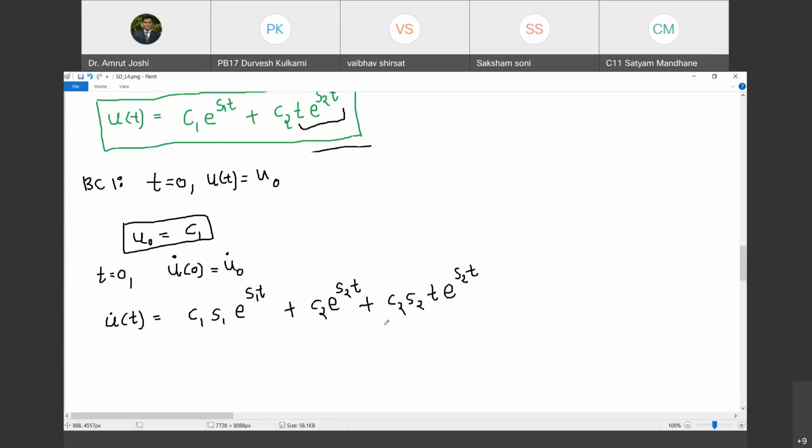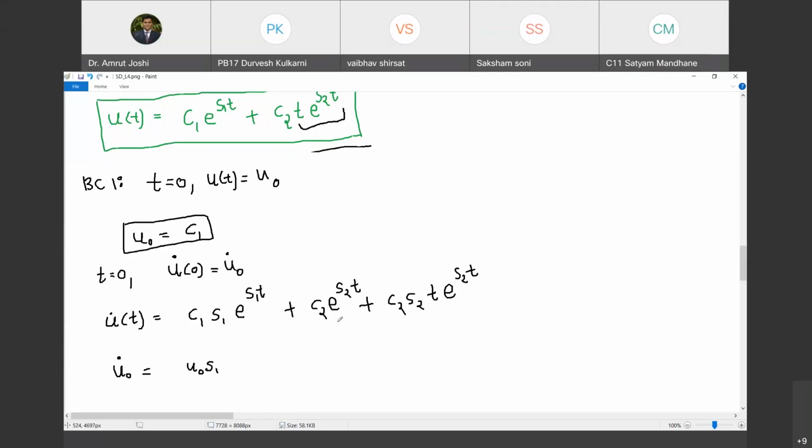I have applied the chain rule. Happy? Yes. Now, at t equal to 0, this u0 dot is going to be equal to, c1 is u0, so u0 s1, I will keep it as it is. e raised to s1t will vanish because t is 0, therefore e raised to s1t is 1. Happy?